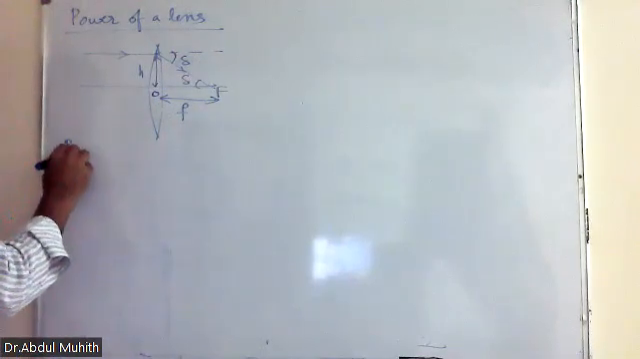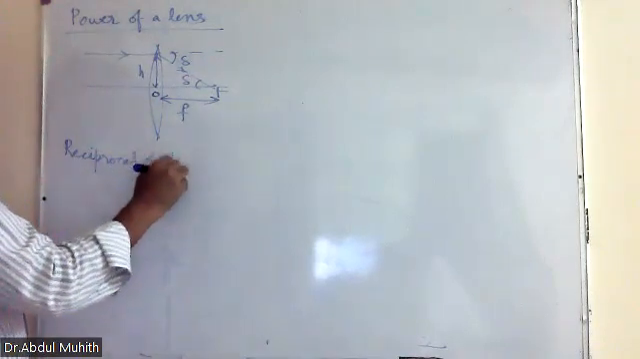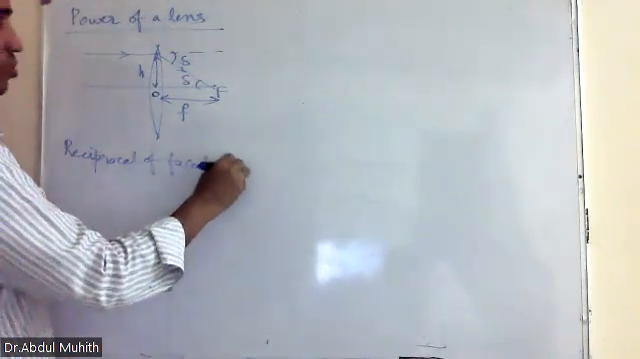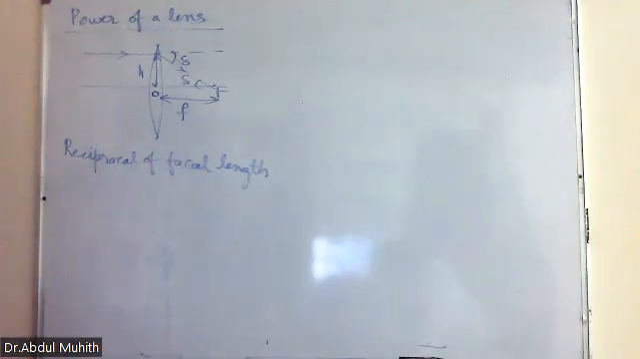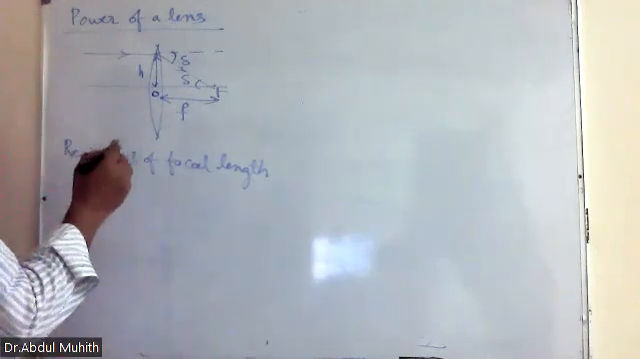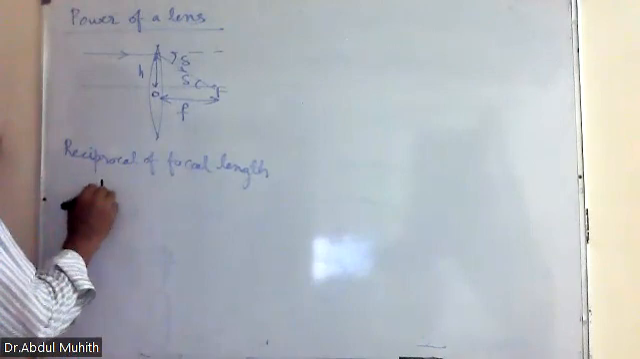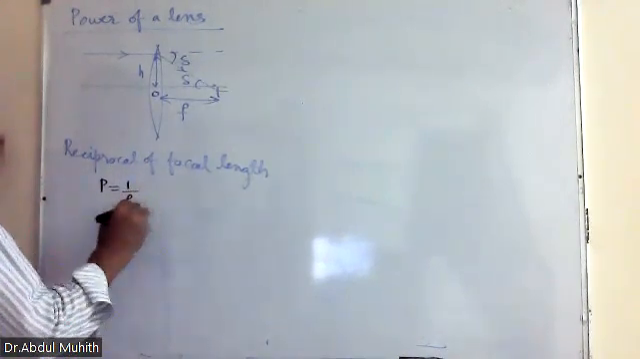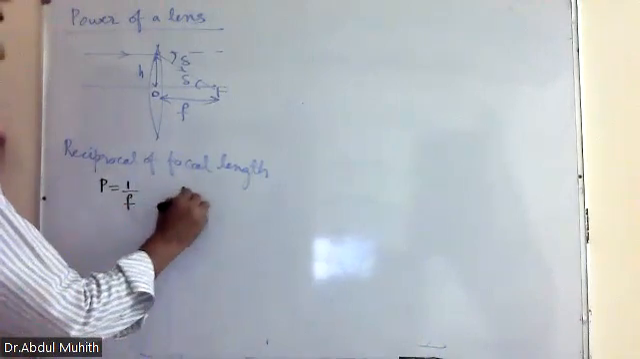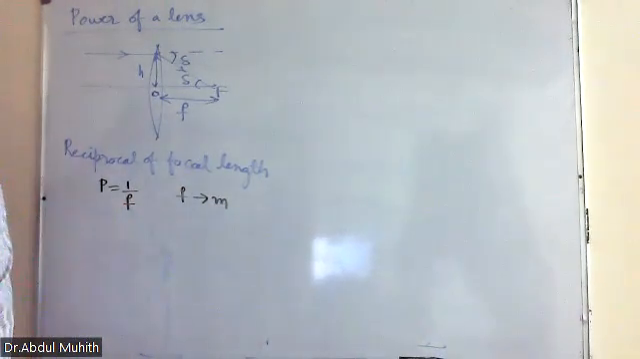There are 3 definitions. Reciprocal of focal length is power of a lens. Now, after that, we can write P is equal to 1 by F. And F should be in meters. This should be written, F should be in terms of meters. And we have one more definition.